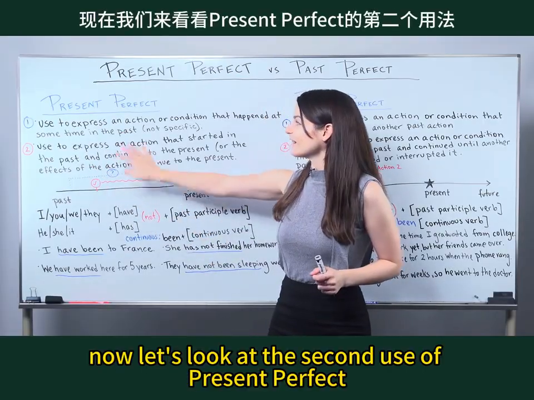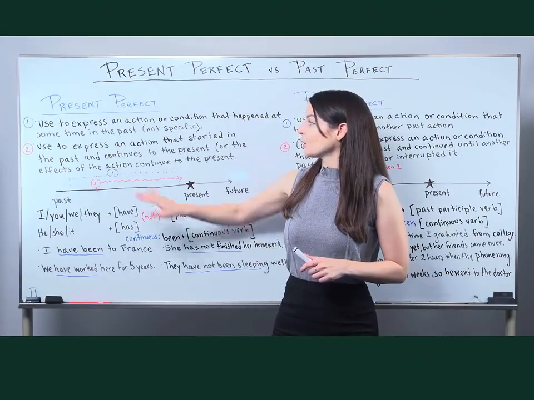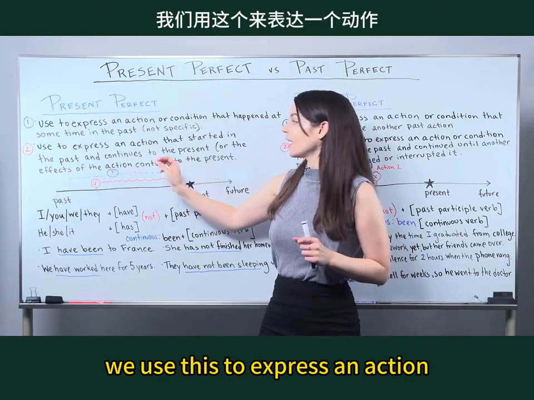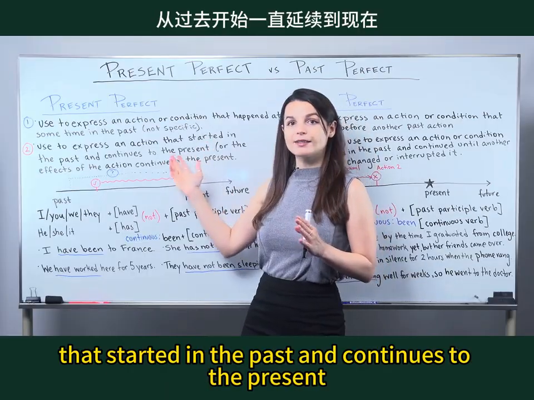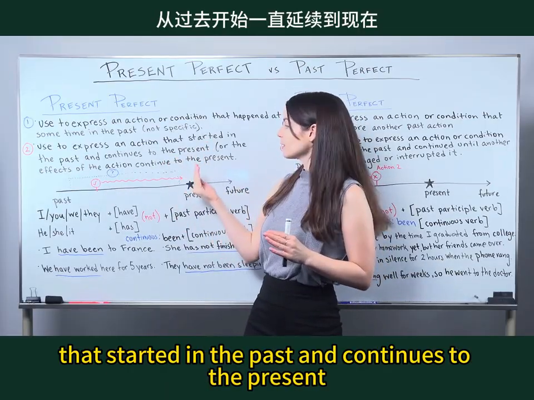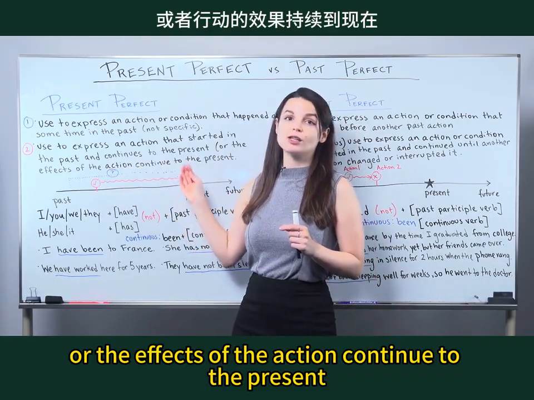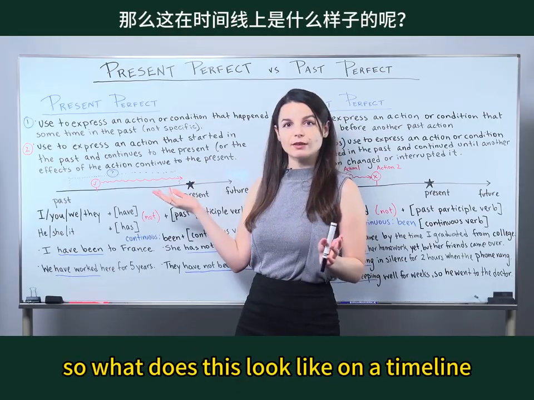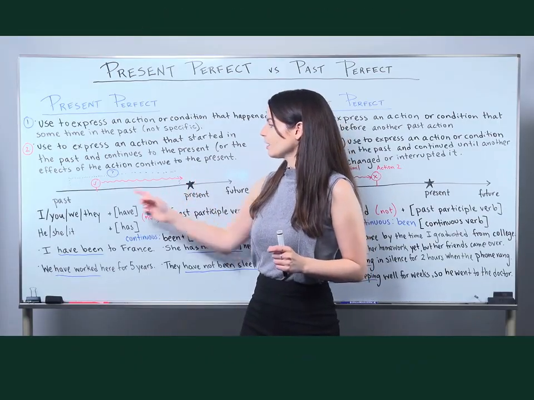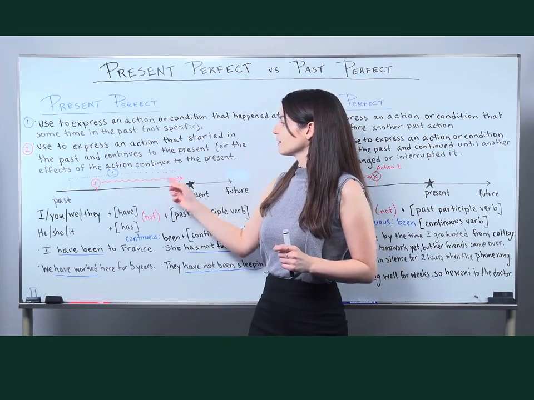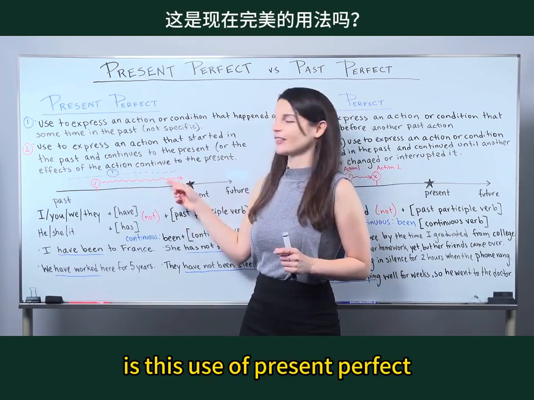Now let's look at the second use of present perfect. We use this to express an action that started in the past and continues to the present, or the effects of the action continue to the present. So what does this look like on a timeline? Here in red is this use of present perfect.